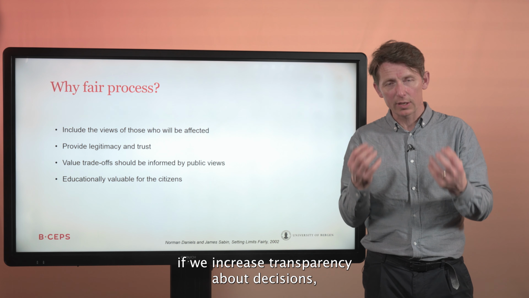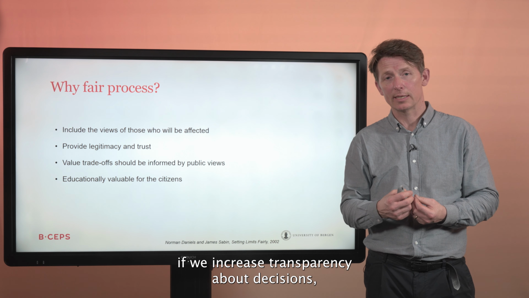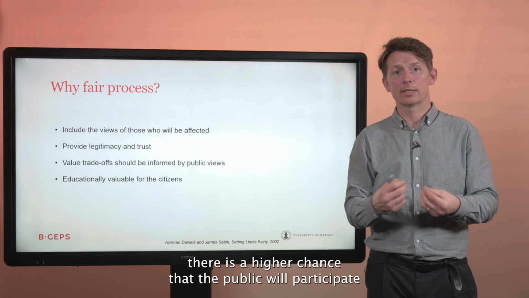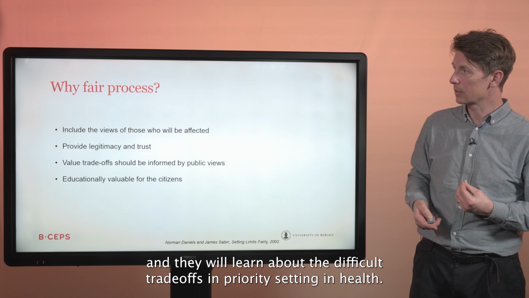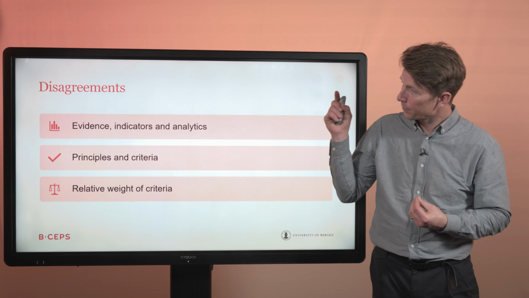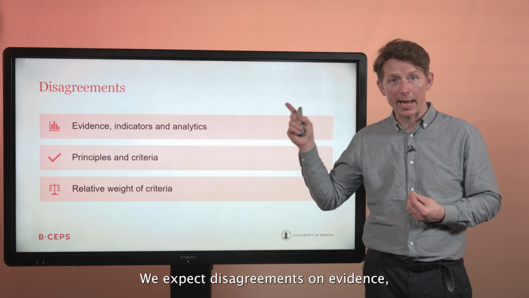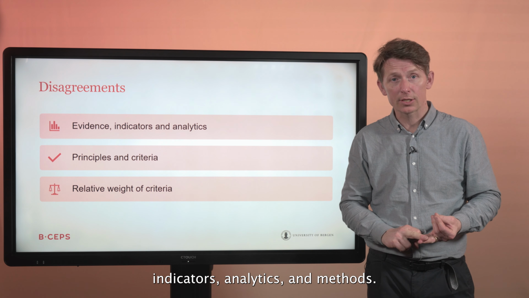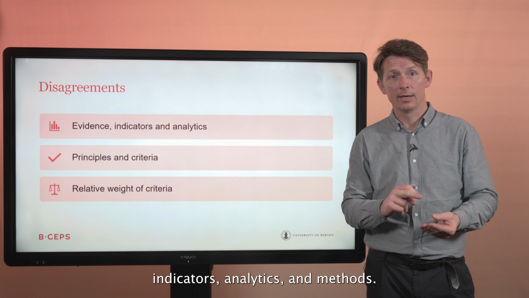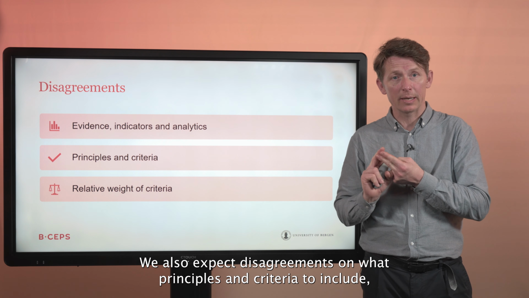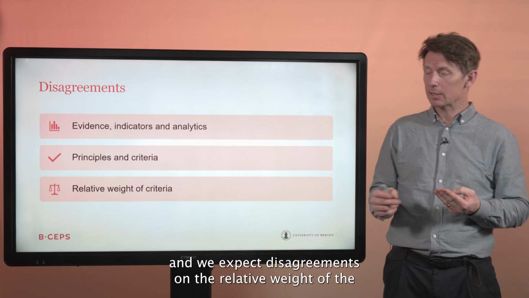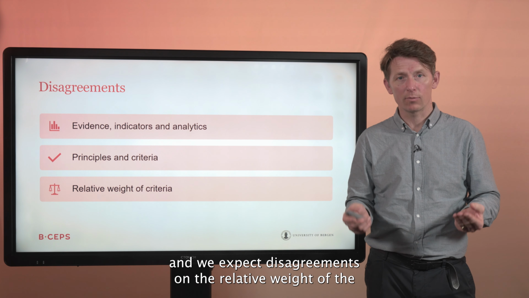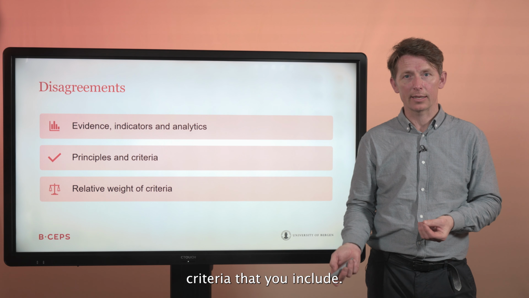If we increase transparency about decisions, there is a higher chance that the public will participate and they will learn about the difficult trade-offs in priority setting in health. We expect disagreements on evidence, indicators, analytics and methods. We also expect disagreements on what principles and criteria to include, and we expect disagreements on the relative weight of the criteria that you include.